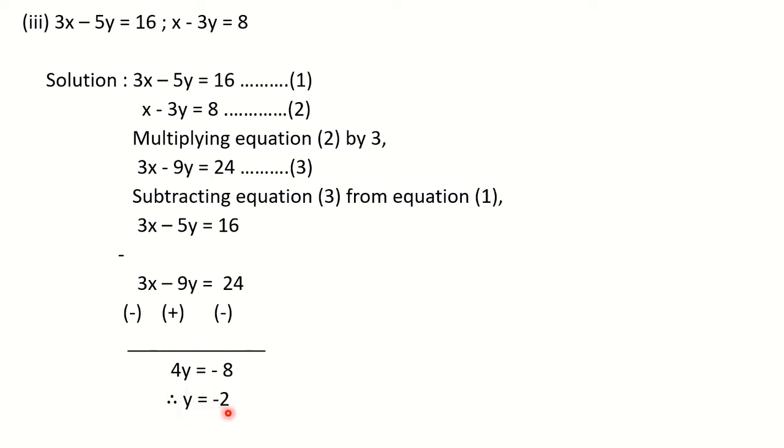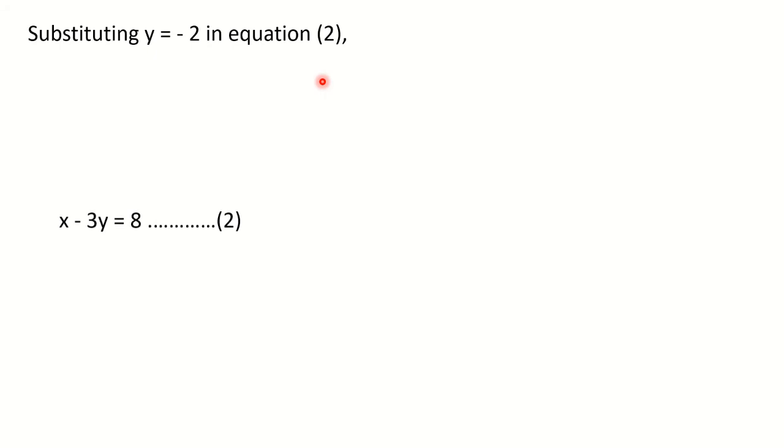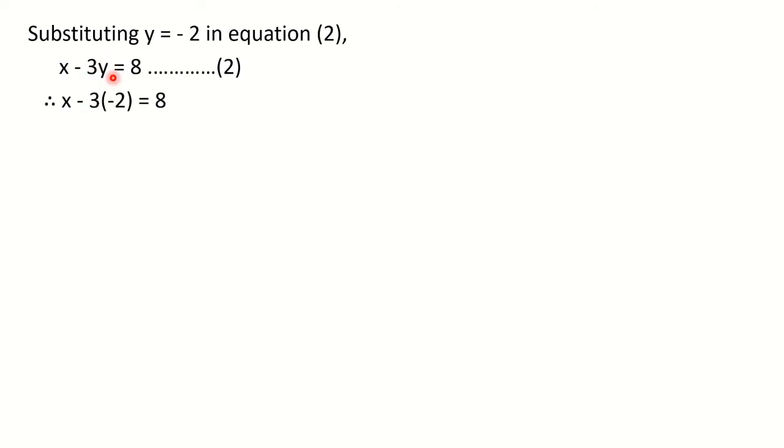Now this value of y we can put in any one equation and then we can get the value of x. Okay, so let us substitute the value of y, that is equal to minus 2, in equation 2 because it is simpler. So this is our equation 2: x minus 3y is equal to 8. And here in place of y we are going to write minus 2. We are replacing y by minus 2.